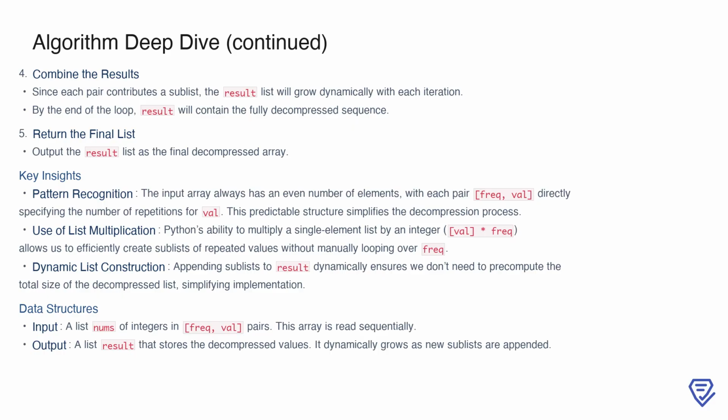A few key insights make this algorithm efficient and straightforward. First, the structure of the input is predictable. The list always contains even-length pairs of frequency, val, which makes it easy to iterate and decompose. Second, Python's list multiplication allows us to generate repeated values without manually looping, which saves us time and effort. Lastly, the dynamic nature of Python lists means we don't need to pre-compute the total size of the output, simplifying implementation. In terms of data structures, the input is a sequential list of integers, and the output is another list that grows dynamically as we append decompressed values.